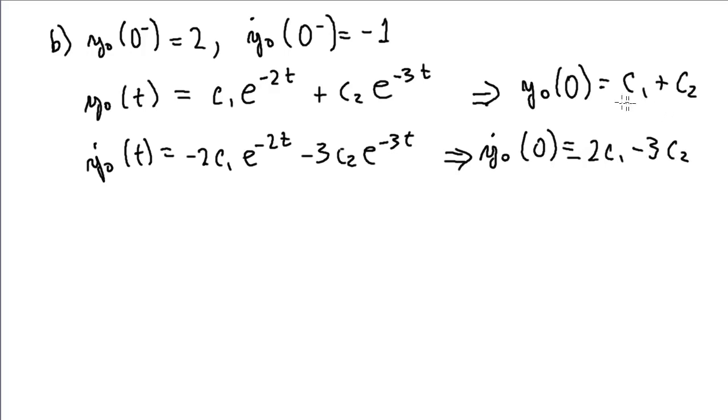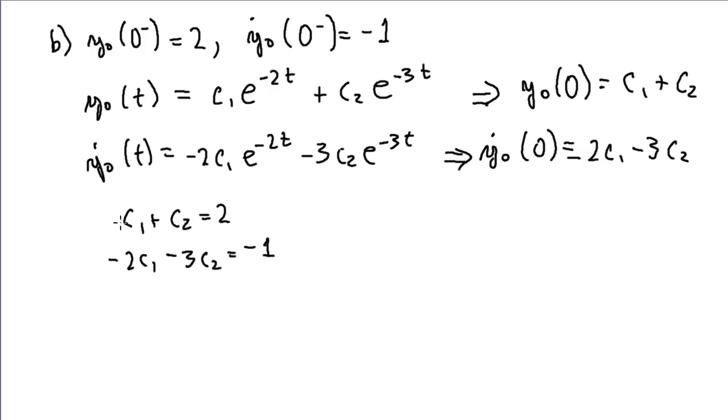Okay. Now I have to plug in my initial conditions. I know that c1 plus c2, that's y of 0, that's 2. So I have c1 plus c2 is equal to 2. And then the initial condition on the derivative, I get minus 2 c1 minus 3 c2 is equal to minus 1.